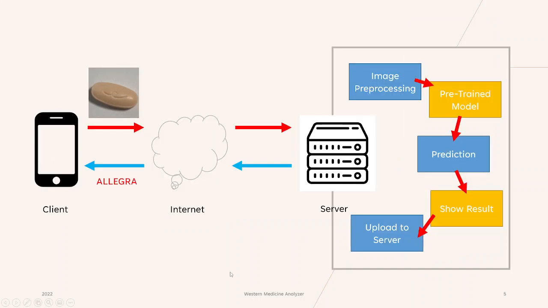So here is the simple workflow diagram of the app. First, we are the client and we send the image to the cloud or the internet. Then the server, which is also connected to the same internet, receives this image. After that, the server will perform image processing, and then using a pre-trained model that I made, it will predict the medicine and show the result of the prediction. Last, the prediction will be uploaded to the server, and the client will receive the prediction through the internet. And in this case, the prediction is Allegro, which is the medicine here, the image above.